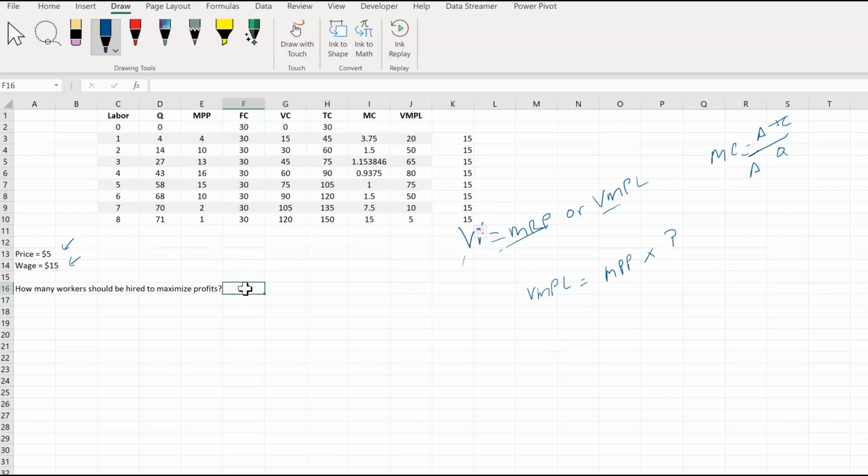And that's the answer to the question: how many workers do you hire to maximize profit? You would hire 6. You hire up to the point where MRP equals wage, or in this case, VMPL equals wage. And we couldn't find an exact equality, right? But we don't hire a worker when the VMPL is less than the wage, because that means profits are falling. So then we just back up 1 from 7 to 6, and that's how many workers we hire.